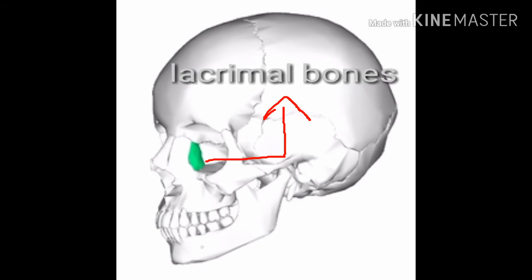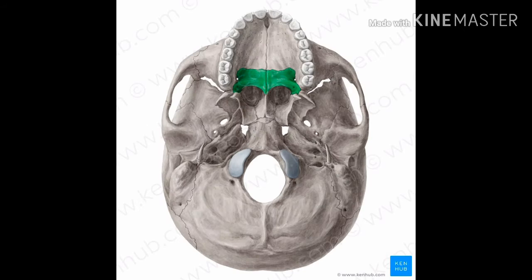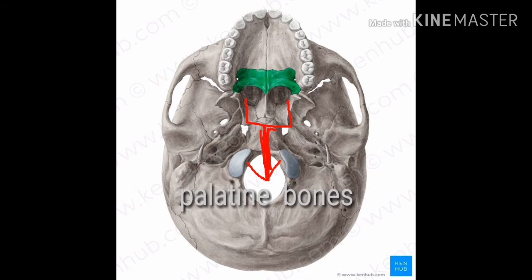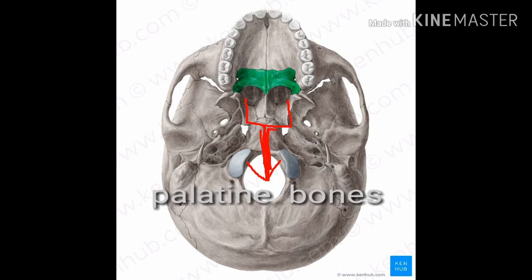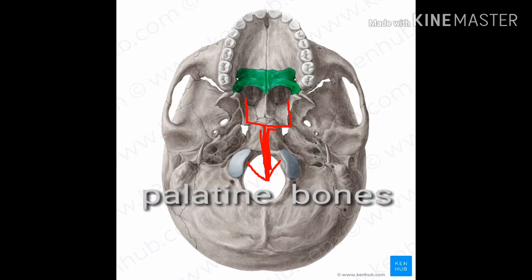Lacrimal bones. The delicate, fingernail-shaped lacrimal bones are major contributors to the medial walls of each orbit. Palatine bones. The horizontal portions of the L-shaped palatine bones complete the posterior portion of the hard palate. Each palatine bone is an elliptical plate that forms part of the posterolateral wall of the nasal cavity and a very small part of the orbit wall.